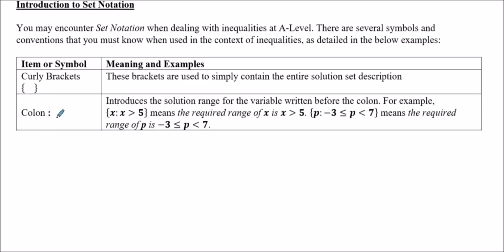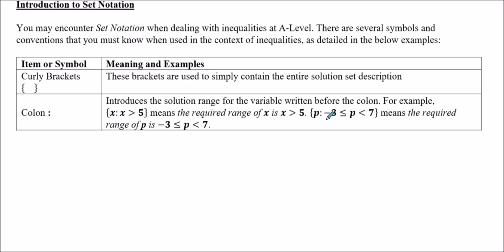A colon, not to be confused with a semicolon. The colon, which again goes inside these curly brackets, introduces the solution range for the variable that's written before the colon. Usually it's going to be an x. So you'll have an x colon, then it explains what x has to be. You can think of a colon as being the words "such that". So x, such that x is greater than 5. Another way you can think of that is the required range of x is x greater than 5.